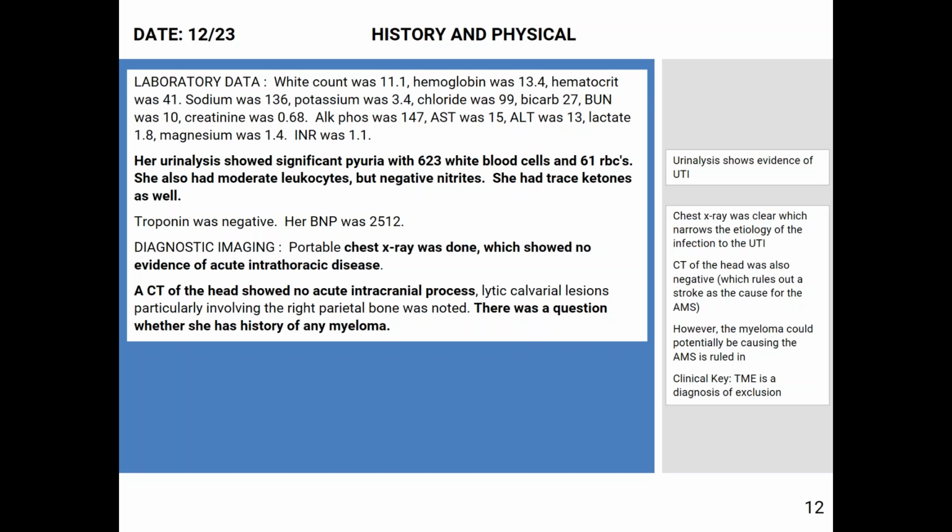Also, toxic metabolic encephalopathy. The chest x-ray, so they did a chest x-ray just to see if there's a potential for pneumonia. And the chest x-ray was clear, which narrows the etiology of the infection to the UTI. CT was negative for stroke. However, there was the question of myeloma, which could be causing the altered mental status, so it's something you want to take into account. And a very important clinical key here is TME is a diagnosis of exclusion. So in other words, if there cannot be another etiology found, then TME may be the diagnosis. So that's a diagnosis of exclusion.